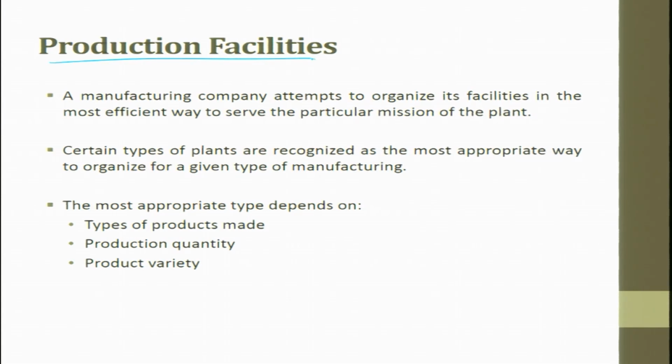When we talk about production facilities, a manufacturing company attempts to organize its facilities in the most efficient way to serve the particular mission of the plant. Certain types of plants are recognized as the most appropriate way to organize for a given type of manufacturing. The most appropriate type depends on the type of products to be made, production quantity and product variety.